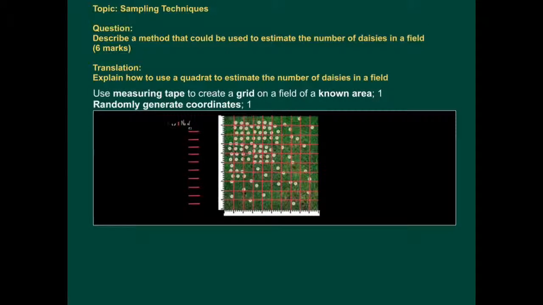You can't just use your eyes and go, oh look, there's some daisies here, I'll put my quadrat here, because that is bias. You're choosing these areas over these areas. It's not representative of the field.